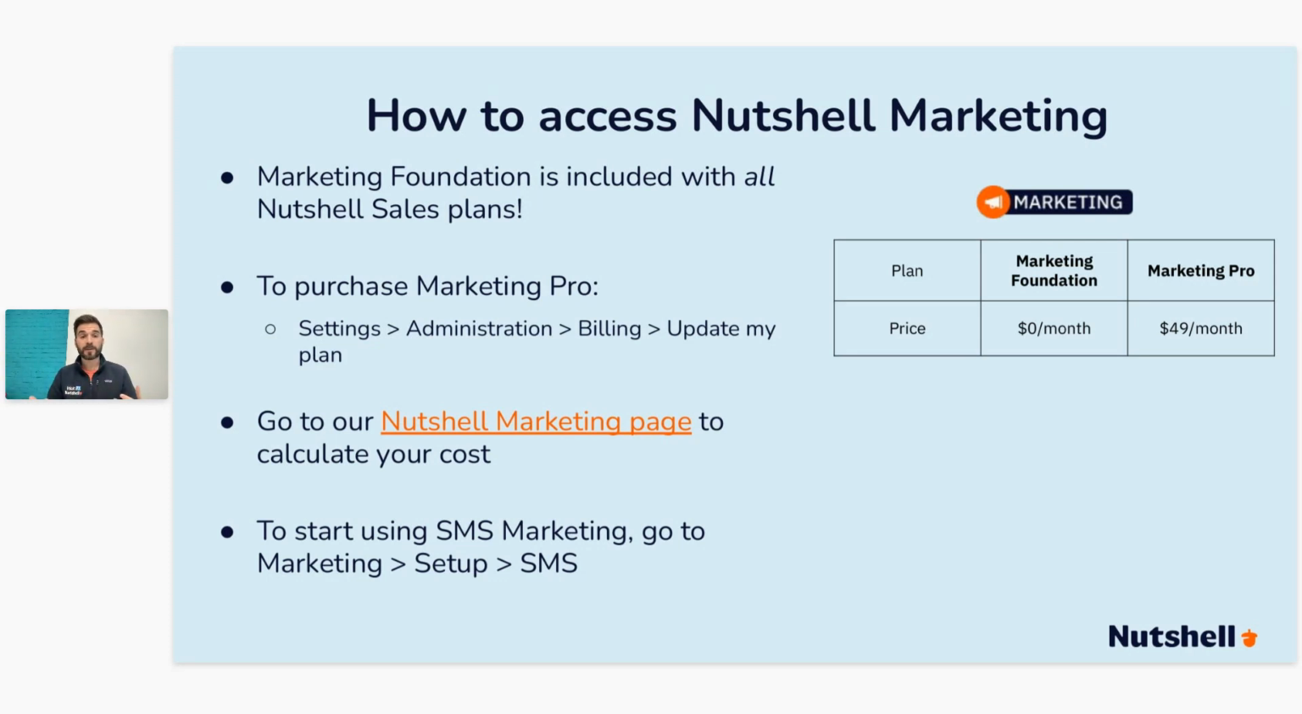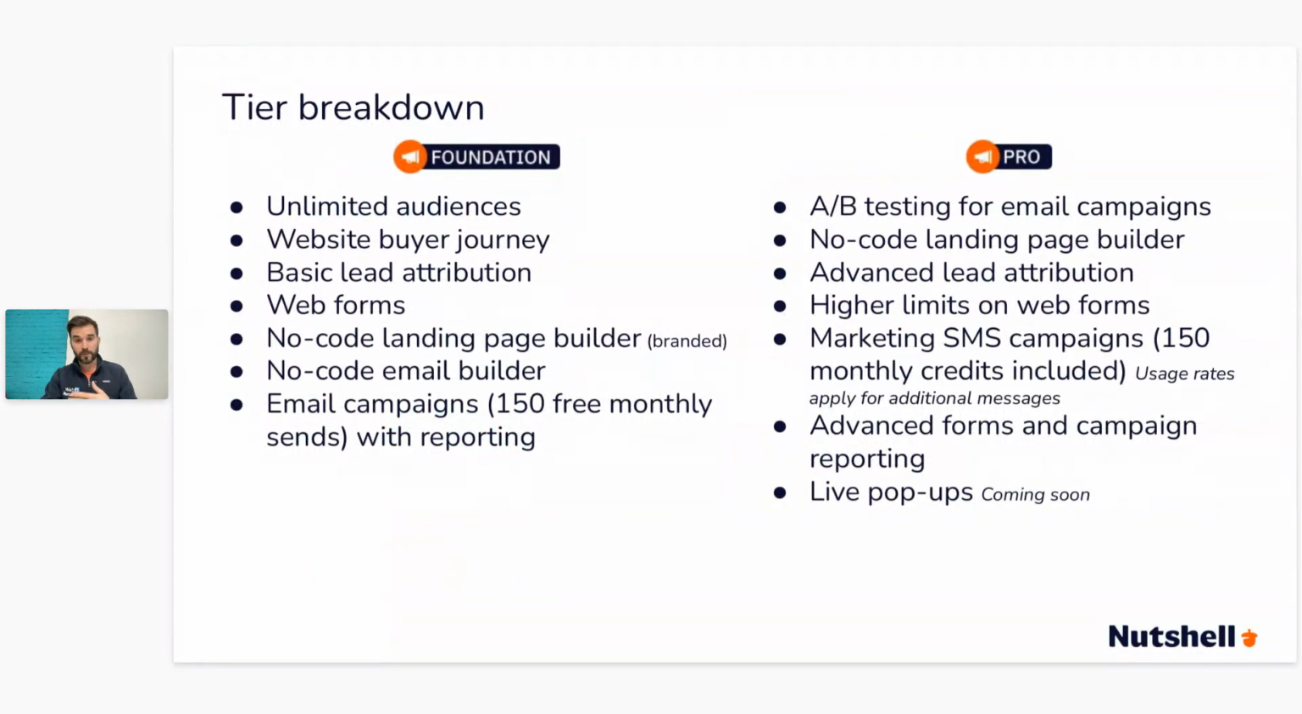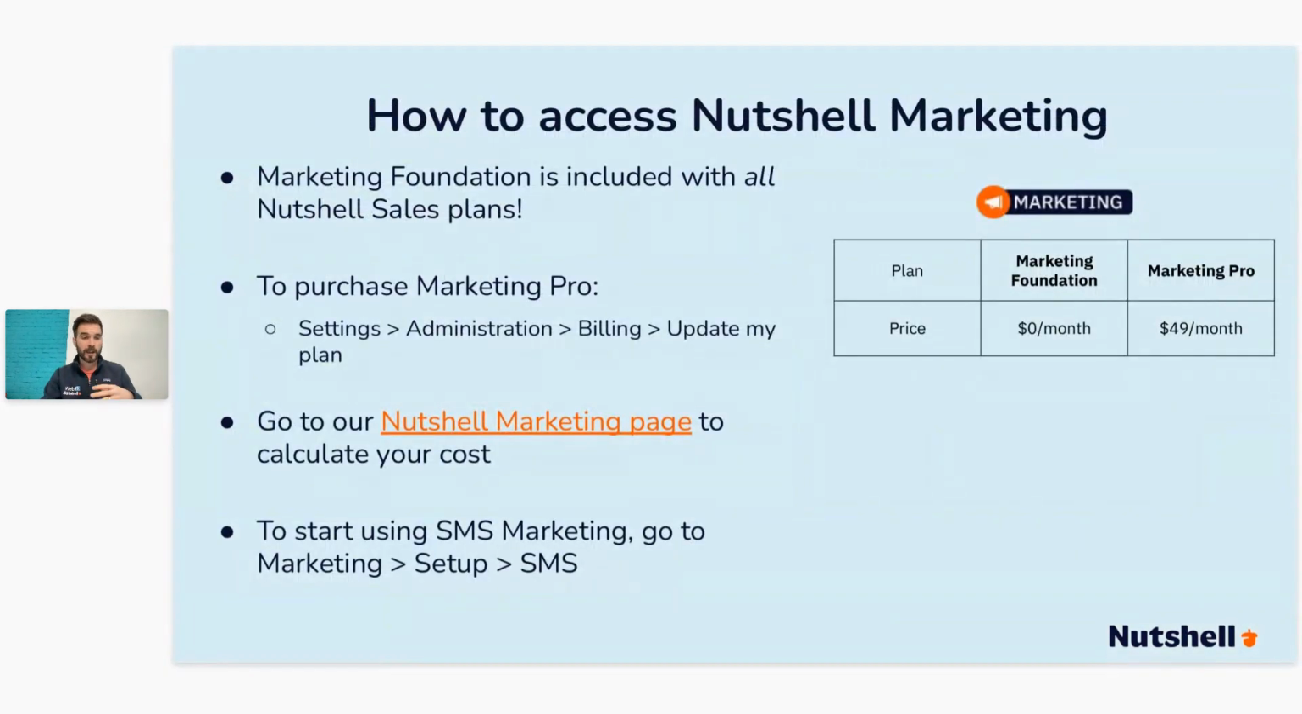If you'd like to purchase Marketing Pro to unlock some of the features we mentioned on this slide, it's one fee. It's not per user. It's per company. It's $49 per month for your company. If you're interested in making that purchase, you can do that in our billing flow, just going under settings, administration, billing, updating your plan to add the Marketing Pro subscription to your plan. Like I said, it's just $49 a month, not per user, just one fee for your entire company.